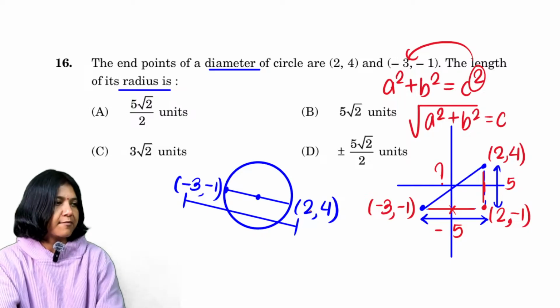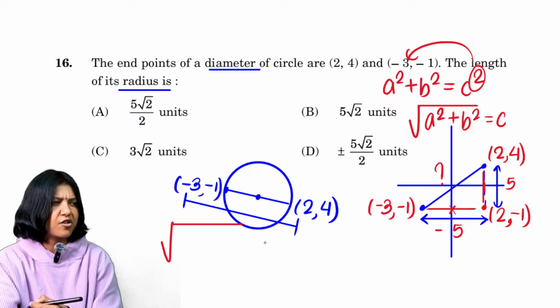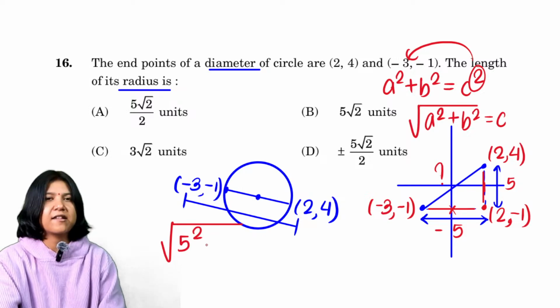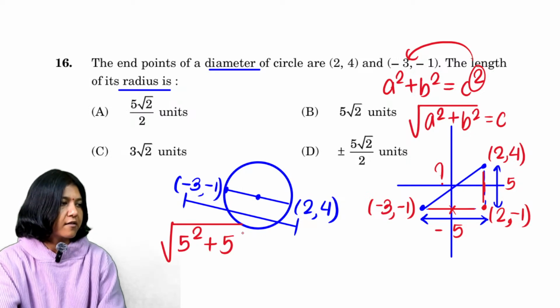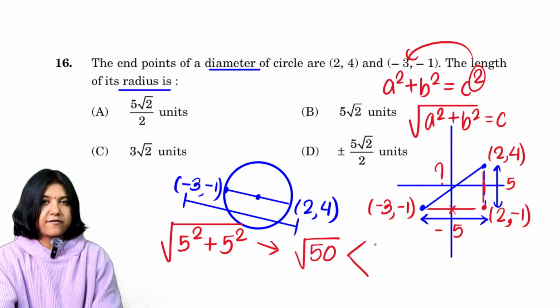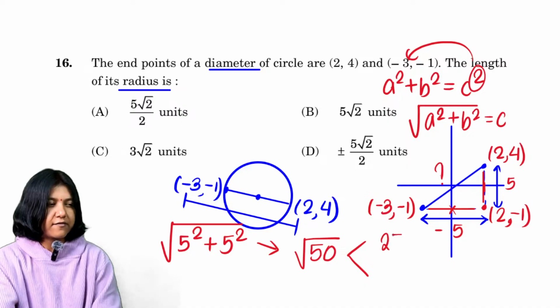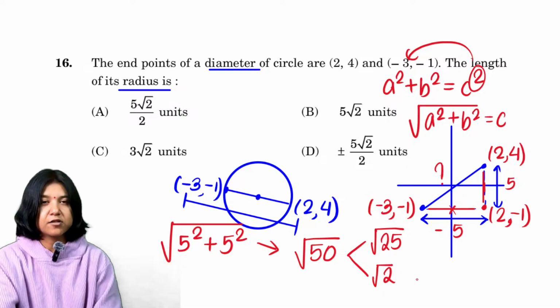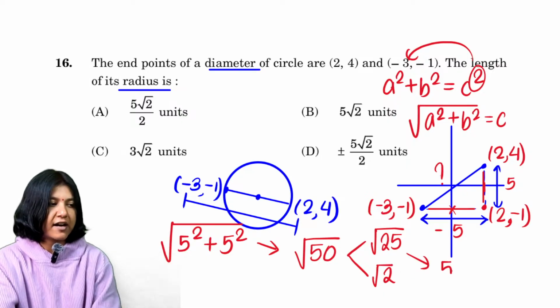So -3 and 2 will have a difference of 5. Go ahead, put it in the square root, because you don't have to show your steps here, you can be very quick. -3 and 2 has a difference of 5, so 5 squared. -1 and 4 has a difference of 5 again, so 5 squared. 25 plus 25 is 50. The square root of 50 can be written as what? 25 times 2 is 50, so 25 is a square number which comes out of the root, giving me 5, and root 2 remains as it is, so I get 5 root 2.